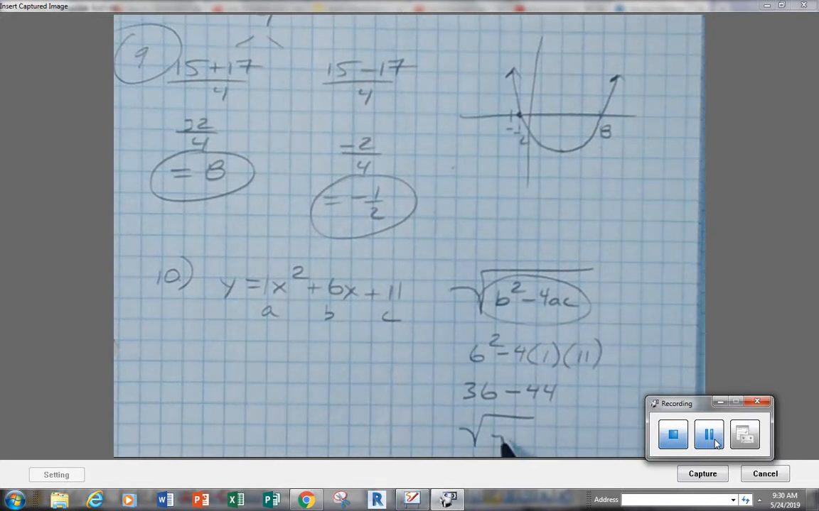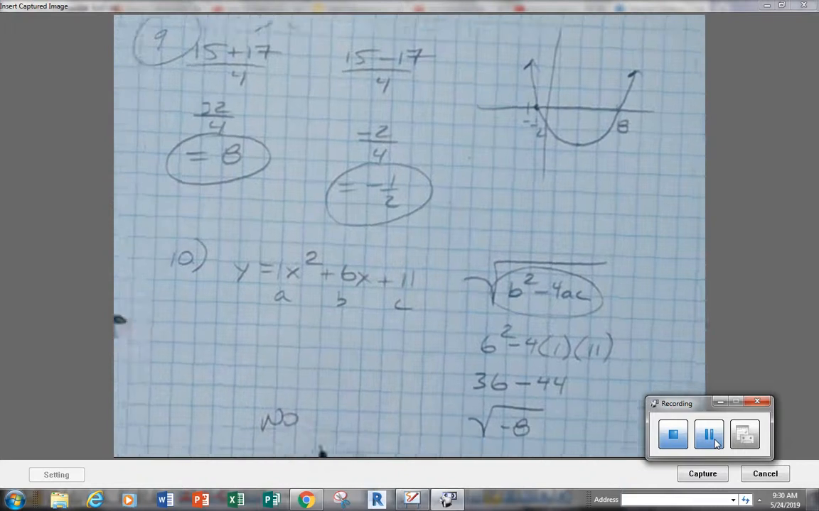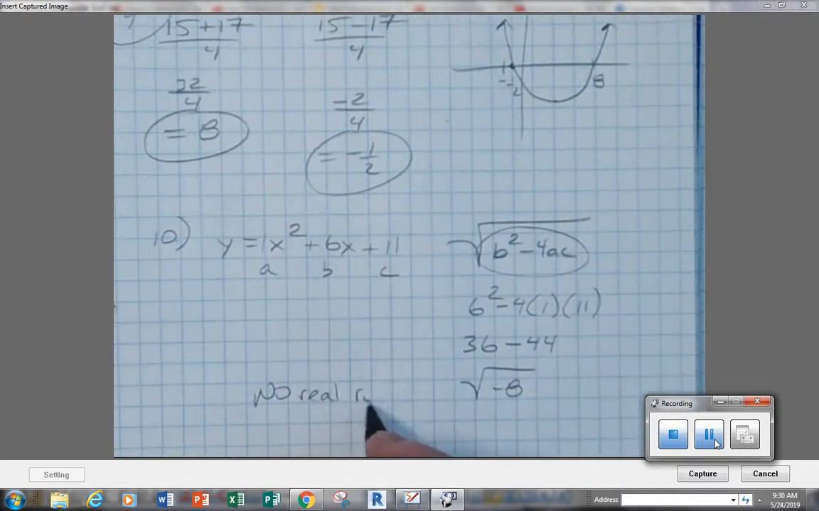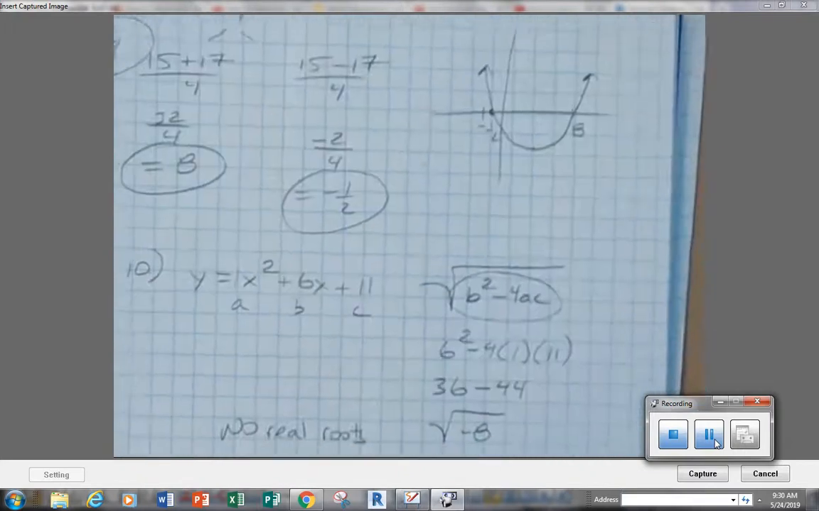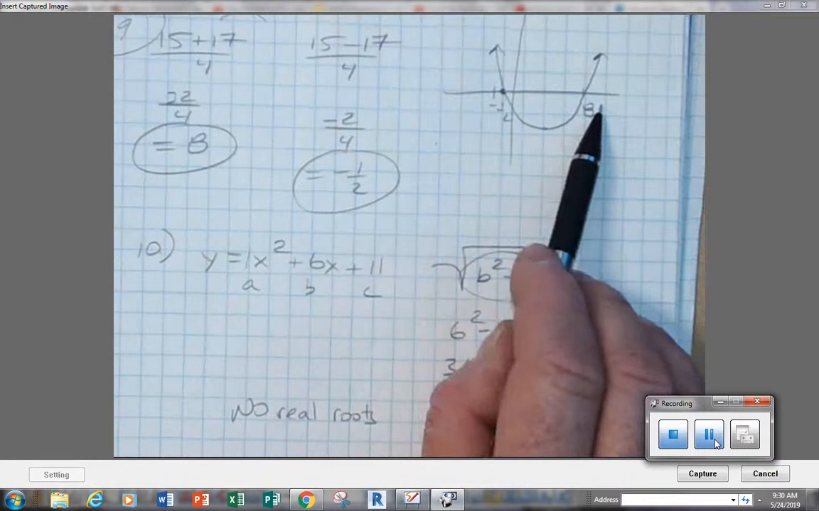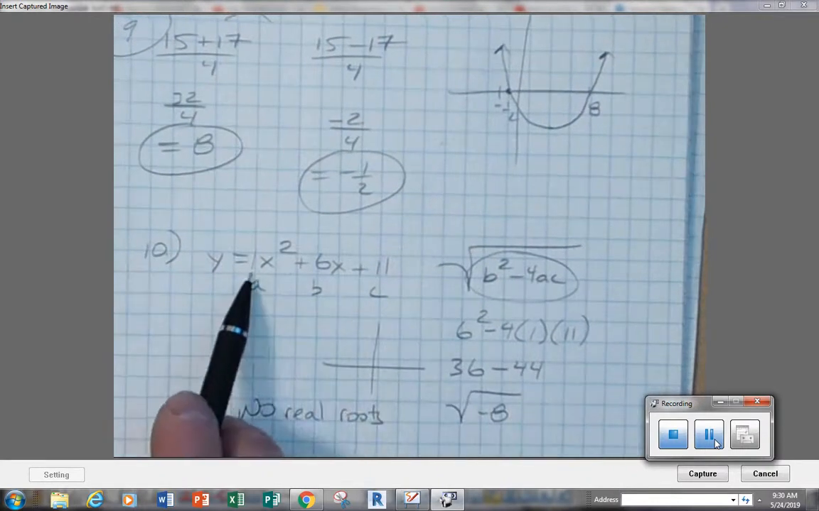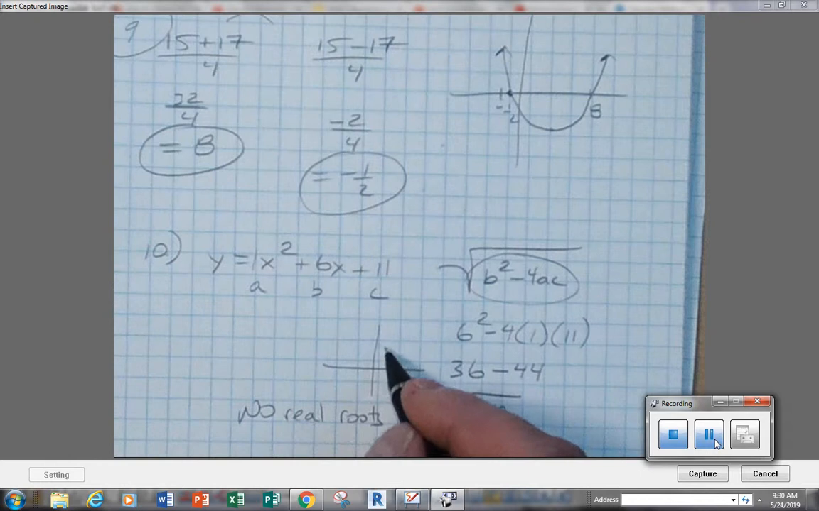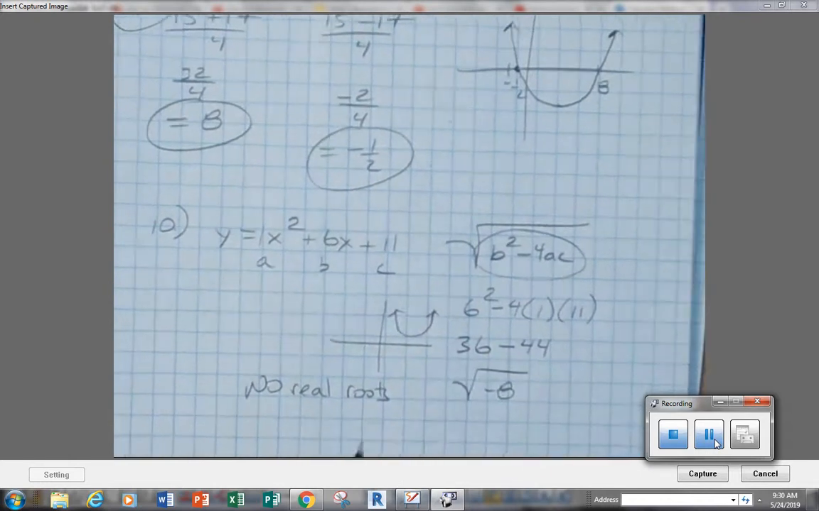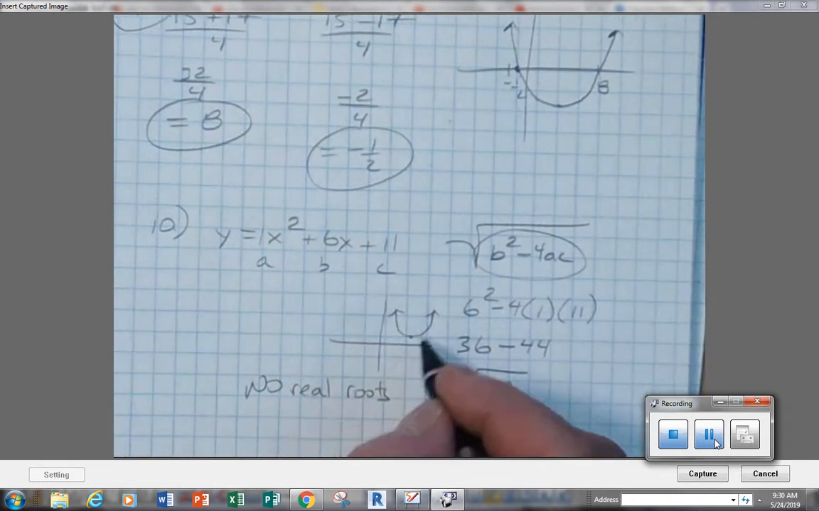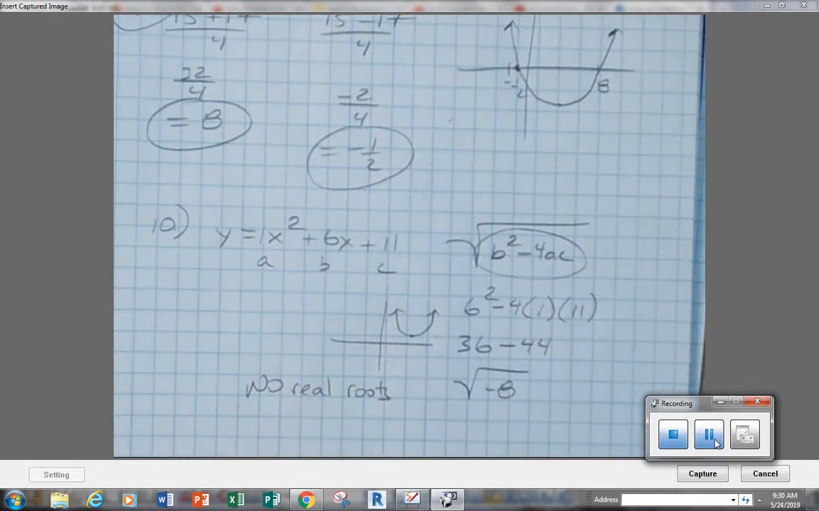which gives me a negative number underneath my radical, negative 8, which means this has no real roots. It doesn't have answers that touch the x-axis. That means this one is one of these upward opening ones, up because it's positive. It's still a parabola with a vertex, but it doesn't cross the x-axis. There's nothing you can do to factor that. This gives you an imaginary number situation, a negative.